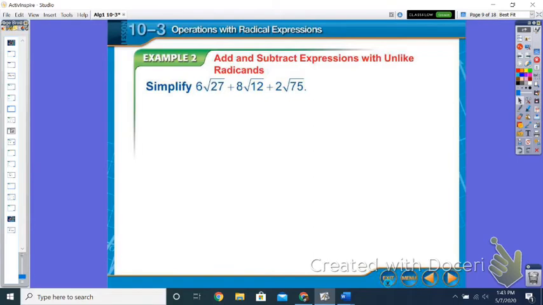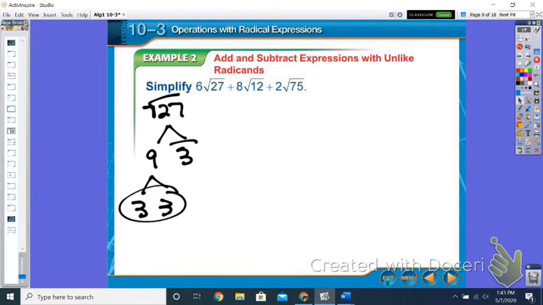So I'm going to need some space here. You might do this on like maybe a separate part of your page, but I'll just obviously show it here. So if I take square root of 27, I'm going to say that's 9 times 3, and then 9 is 3 times 3, so that's 3, and then we have 1 left over.